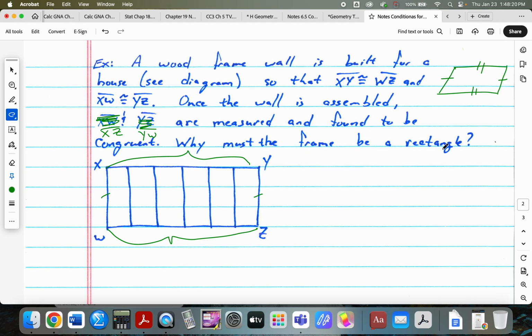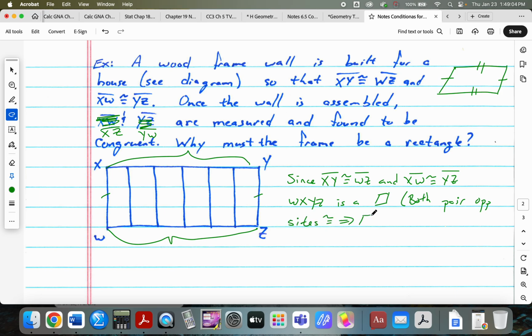Why must the frame be a rectangle? Well, since XY is congruent to WZ and XW is congruent to YZ, WXYZ is a parallelogram, because when both pair of opposite sides are congruent, we know we have a parallelogram.